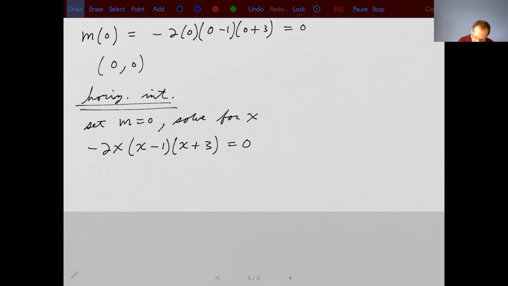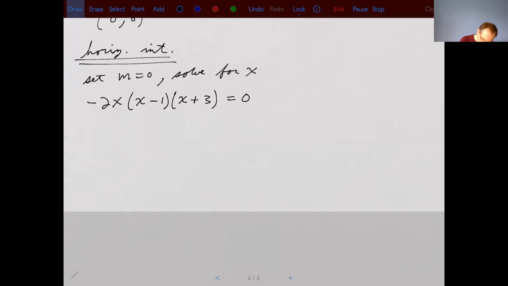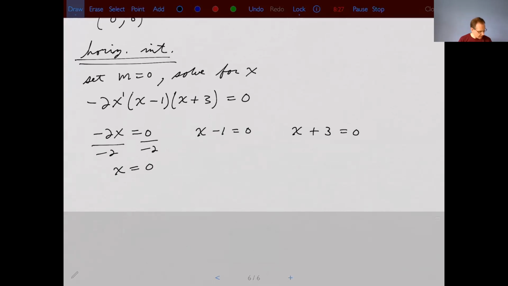So if we look at this, well, there's 3 possibilities, right? We could have negative 2x equals 0. We could have x minus 1 equals 0. Or we could have x plus 3 equals 0. And in the first case, this is going to lead to the solution x equals 0. And because the exponent here is a 1, that means it's multiplicity 1, so this is just a single root.